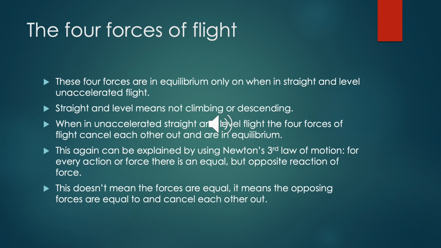When in unaccelerated and straight and level flight, the four forces of flight cancel each other out and are in equilibrium. This again can be explained by using Newton's third law of motion. For every action or force, there is an equal but opposite reaction of force. This does not mean the forces are equal. It means the opposing forces are equal to and cancel each other out. So thrust equals drag and weight equals lift.